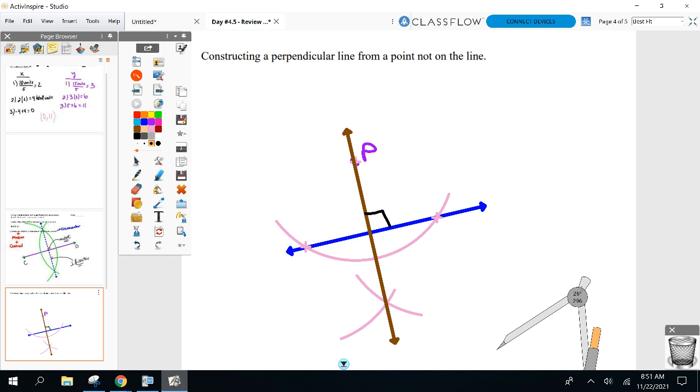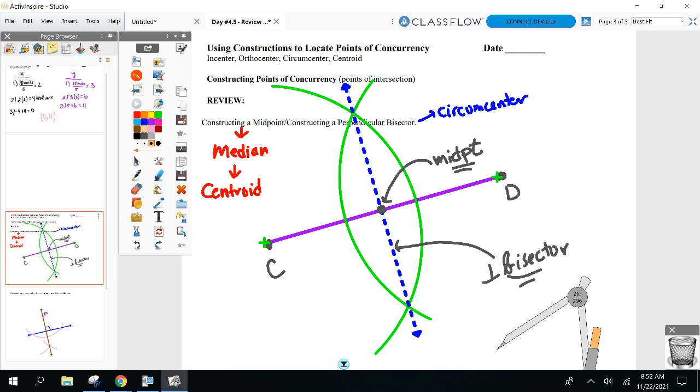What could this be used for? Perpendicular coming from a point. What could this be used for? Give me some vocabulary terms here. Circumcenter? That's perpendicular bisector. I'm not necessarily bisecting this though. This would be used for the circumcenter, nothing else.